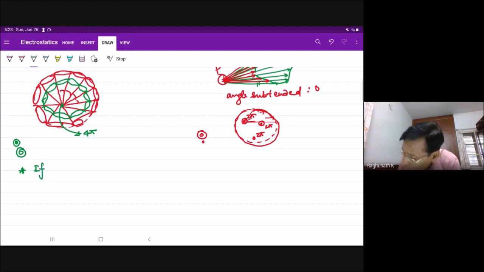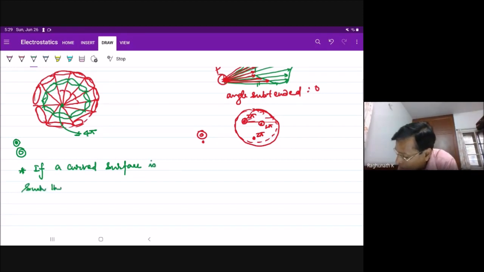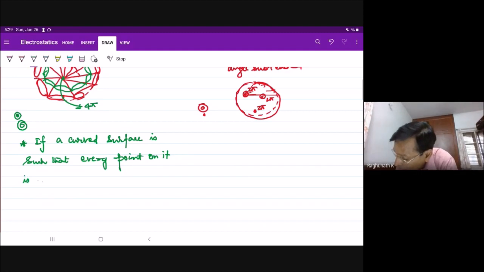If a curved surface is such that every point on it, we are supposed to know, don't understand this? No, because it is defined like this. Every point on it is at the same distance from a point P.